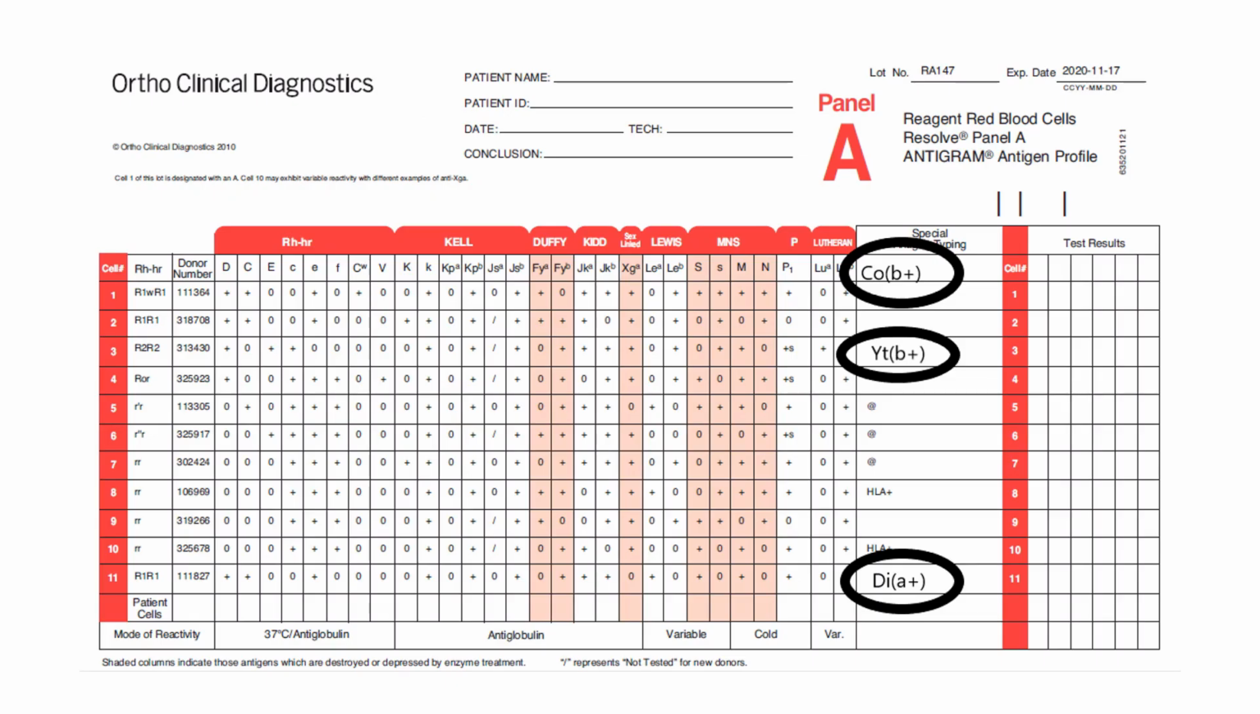When looking at an antigram during testing, we usually see these other blood group typings under the special antigen typing section on the antigram. Here you can see Cobalt, York, and Diego antigens that are specially typed on this antigram.